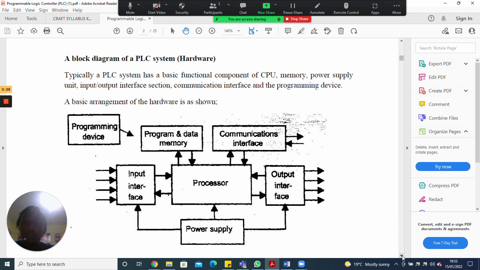The processor contains the CPU and processes the input signal and gives it out to the output interface to be actuated. The power supply converts the 240 mains that we receive from KPLC into 5 volts, which is the voltage at which the PLC and the input and output modules operate.